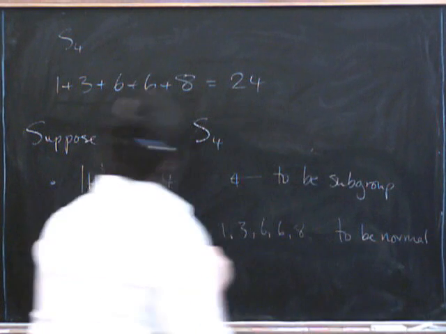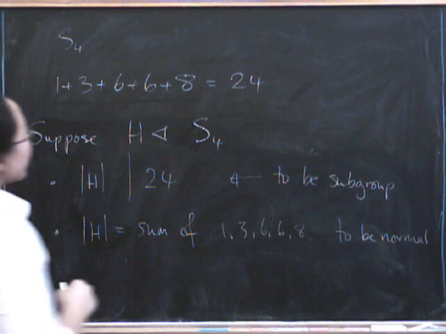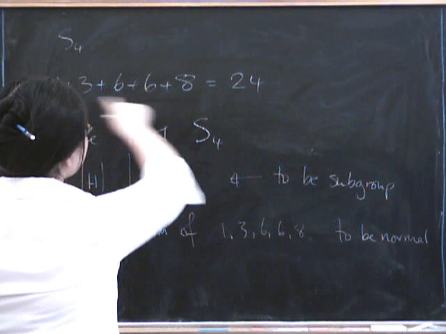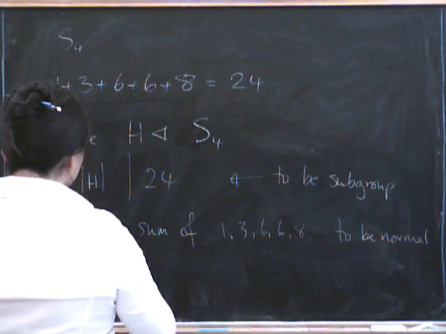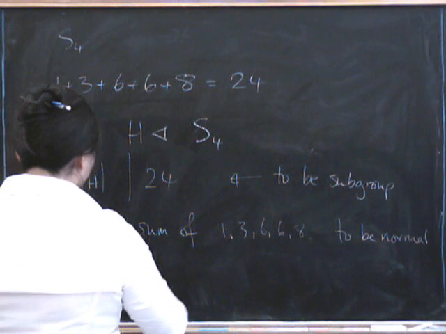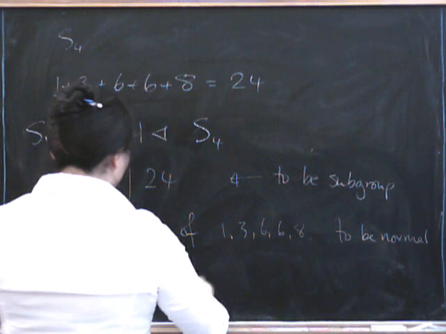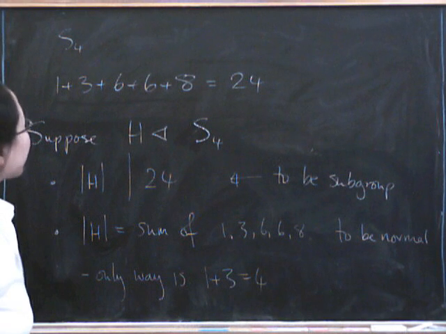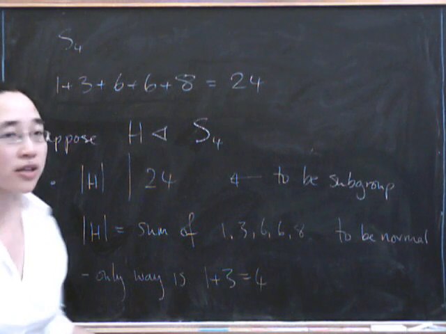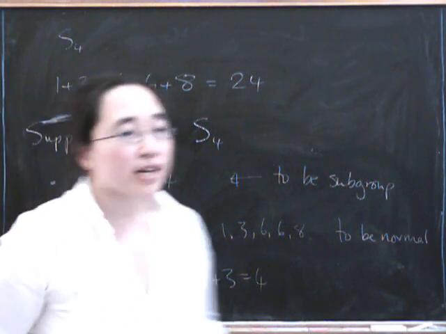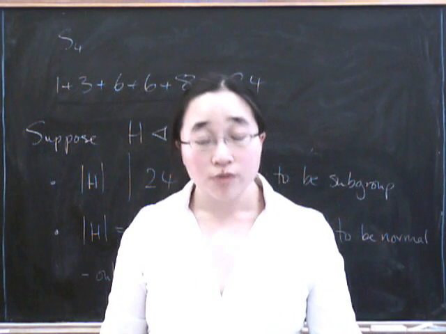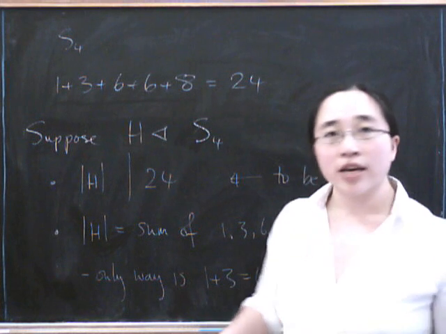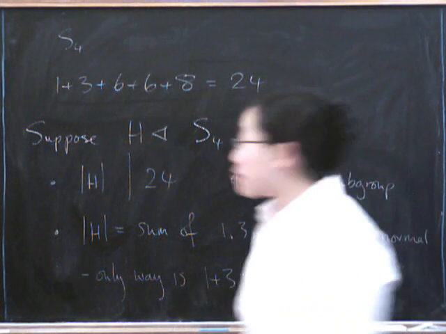You can try all possible combinations, and the only way that you can get a factor of 24 by adding these numbers together is to do 1 plus 3, which equals 4. Now, the next thing you have to do is to see whether this really is a subgroup, because this only tells you that if it was a normal subgroup, then it would certainly have to consist of this conjugacy class plus that one. So now you have to see whether that really is a subgroup or not.